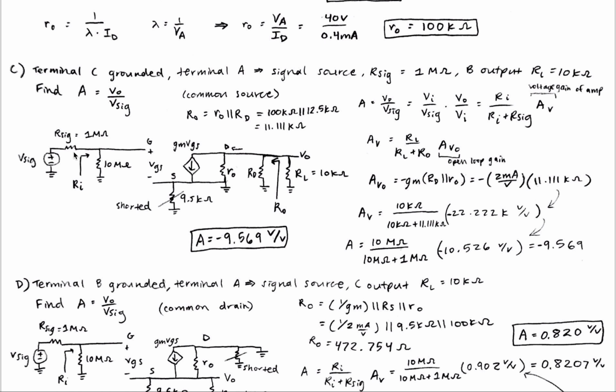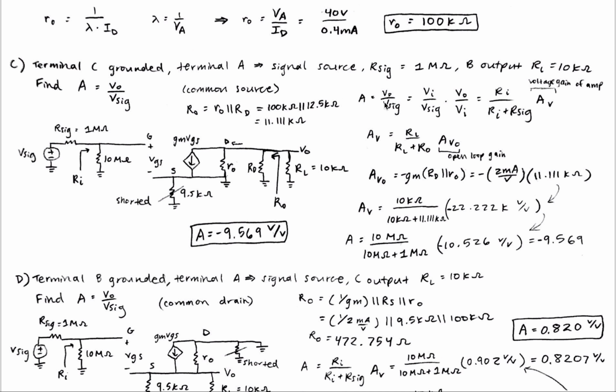For part C, terminal C is grounded, so the source is grounded. Terminal A is a signal, and V out is here at B, and we're given all these other values. So we're supposed to find A, which is the voltage gain of the circuit, and that is equal to VI over V sig times V out over VI, or that is also equal to this equation here.